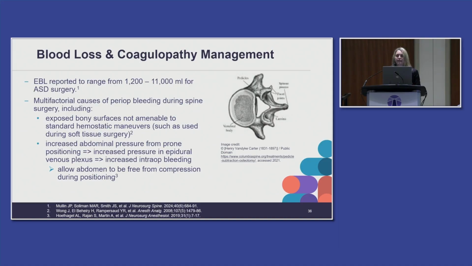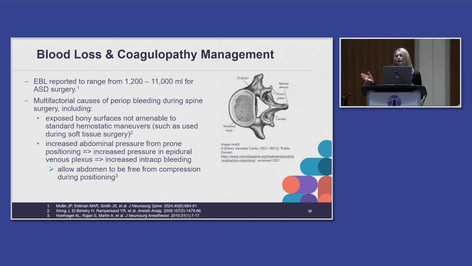Blood loss is a big consideration in these cases, with estimated blood loss reported to range between 1,200 to 11,000 mils for adult spinal deformity surgery. It's multifactorial in nature. Part of it's just that the exposed bony surfaces are not amenable to standard hemostatic maneuvers that would be used for soft tissue surgery. And then another is the increased abdominal pressure from prone positioning that translates to increased pressure in the epidural venous plexus, adding to increased intraoperative bleeding.